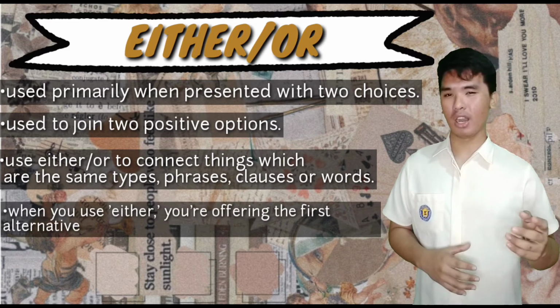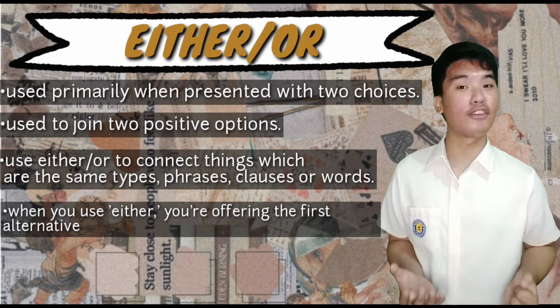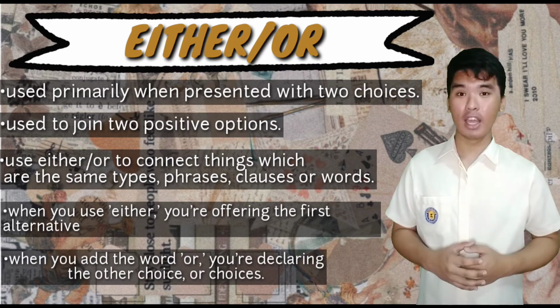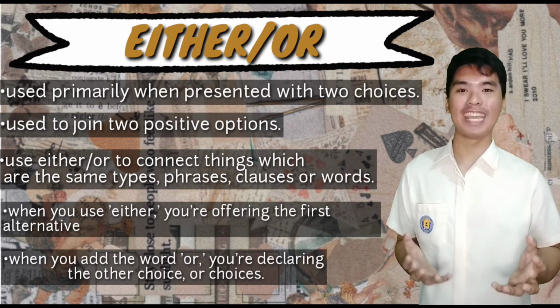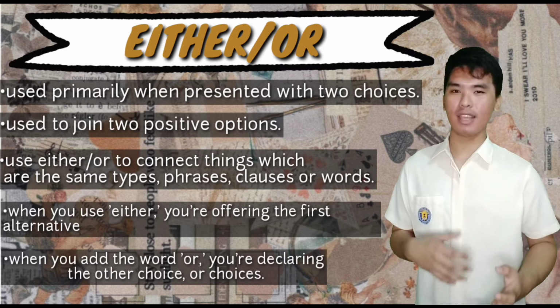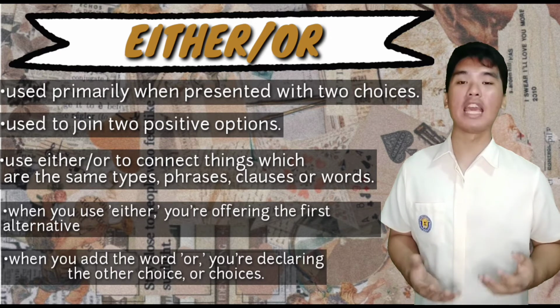When you use either, you're offering what? You're offering the first alternative. And when you add the word or, you're declaring the other choice or choices. Now, let's take a look at some example sentences using the correlative conjunction either and or.